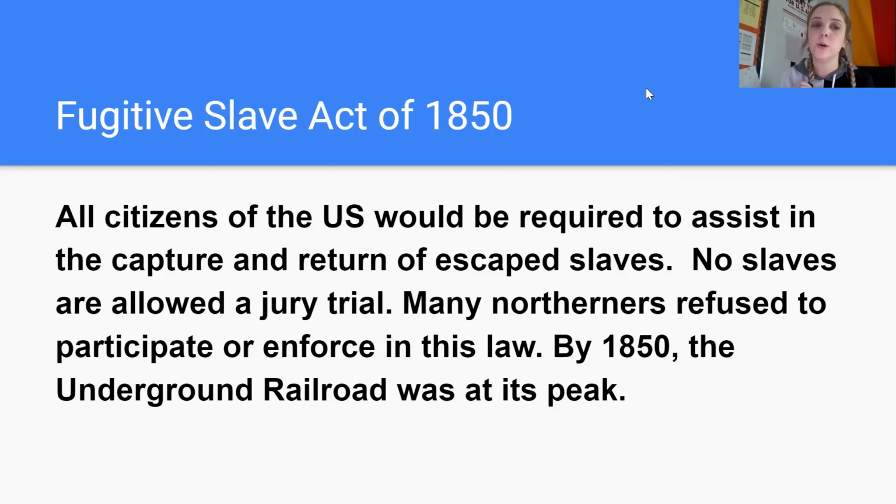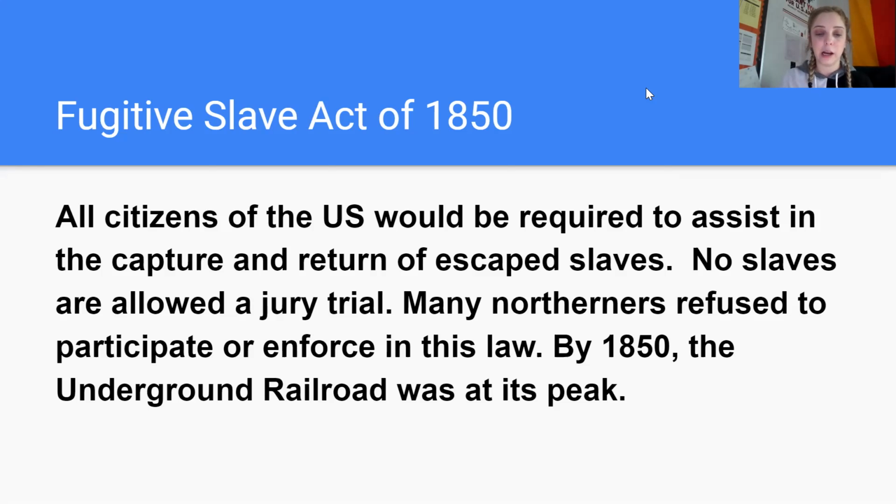would be required to assist in capturing and returning escaped slaves. So this is the South's attempt to bring back the property that they felt that they owned, right? So this was first enacted in 1793, and there's more acts that kind of lead up to this one. But these are essentially bounties that are put on people's head and considered like an offer to have these slaves be captured and returned to their owners.